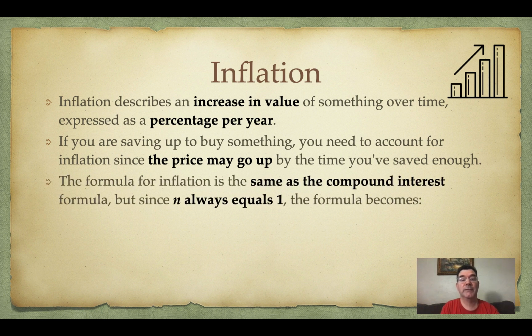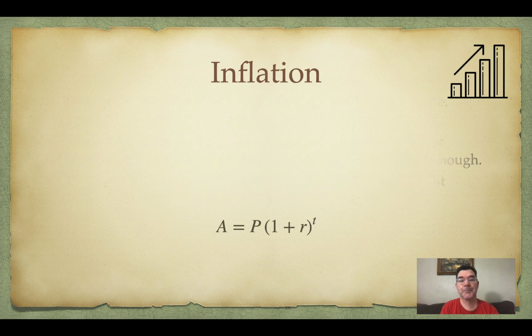And the formula for inflation is the same as compound interest, but you only calculate inflation per year. So you don't calculate inflation monthly or quarterly. So your n value is always going to be 1. So anywhere there was an n in the previous formula, now that's replaced with 1. So r over n in the old formula becomes r in the new formula, and the exponent of nt in the old formula simply becomes t in the new formula.